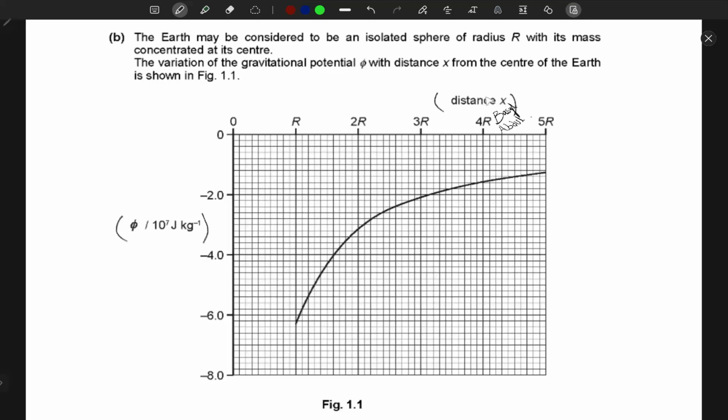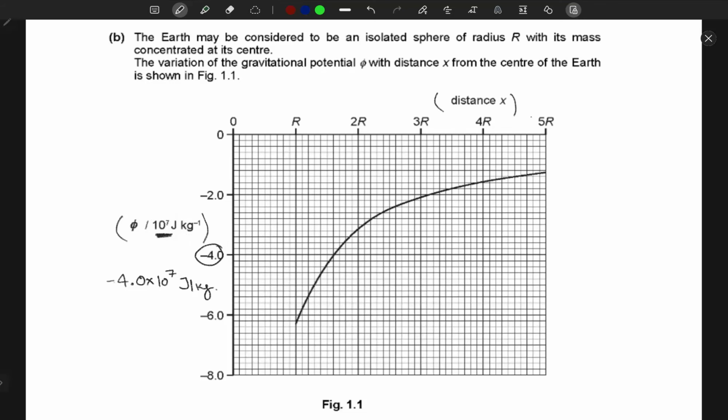That's not really what I'm talking about. I'm talking about these things where you see that this is given in 10 raised to power 7. So any value over here it really means this is 4.0 times 10 raised to power 7 joules per kilogram, right? So that's something important. So remember always to check this thing on the graphs.